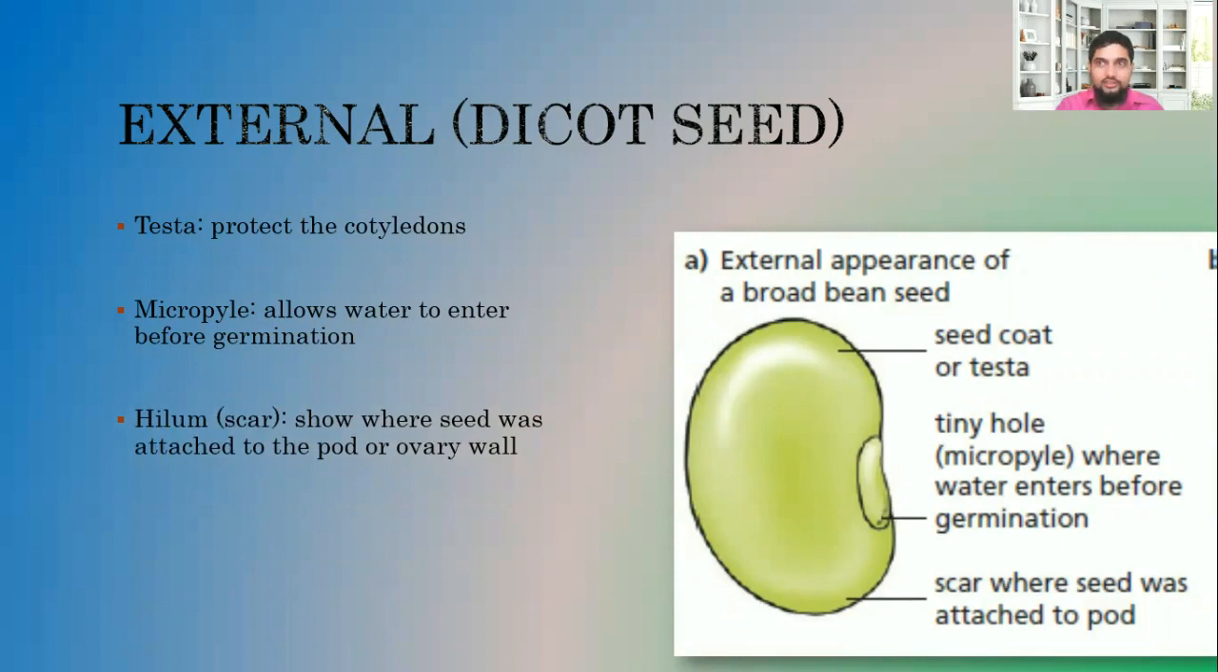Then we have a structure called the hilum, or a scar. That scar is showing where the seed was attached to the pod. For example, if it's a bean seed, it was attached to a pod, or the ovary wall for the other types of seeds.